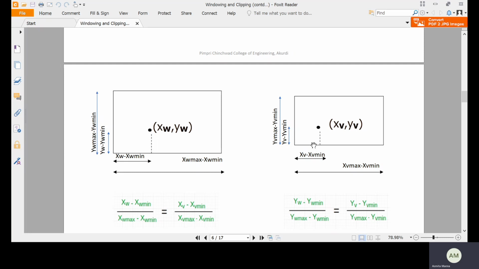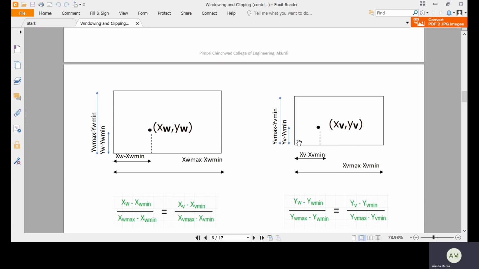Similarly, in the viewport, how far is the point from the xv min? That is xv minus xv min. This distance is xv minus xv min. And what about the total distance? That is xv max minus xv min.